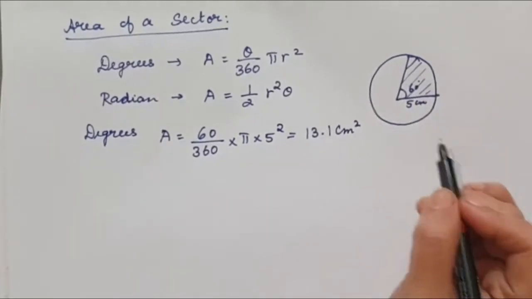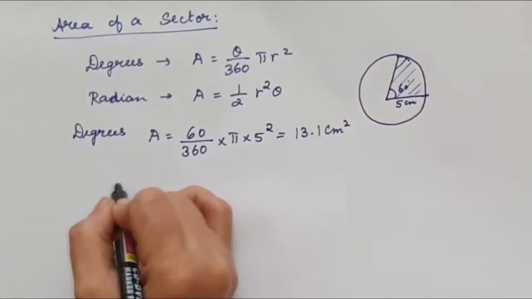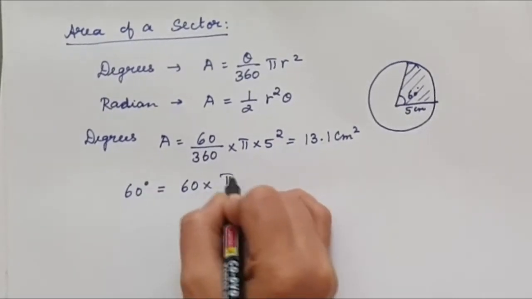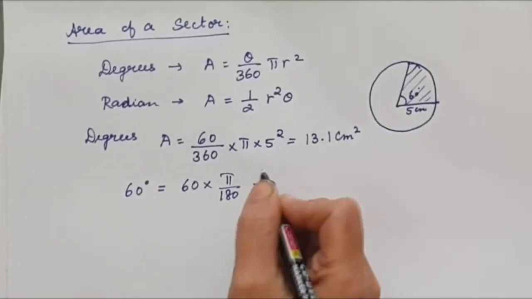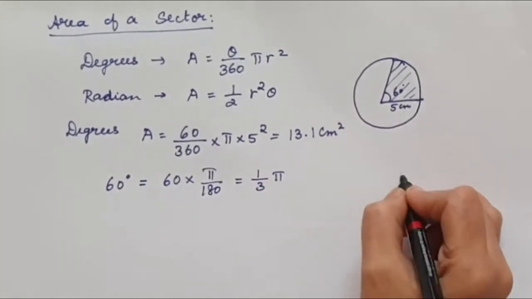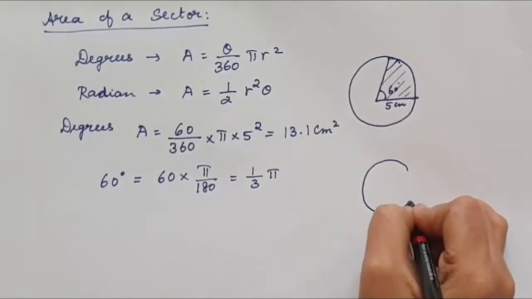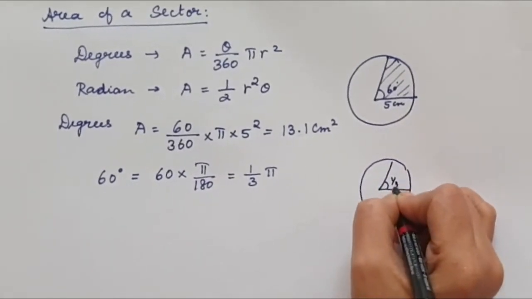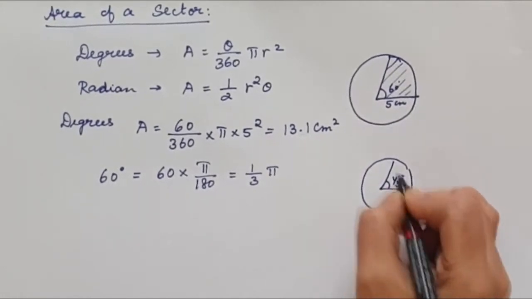Now, let us convert this 60 degrees to radians. 60 degrees equal to 60 into pi by 180. So that will be equal to 1 by 3 pi. For the same, I'll just redraw it so that you don't get confused. The angle over here is 1 by 3 pi and the radius is 5 centimeter.